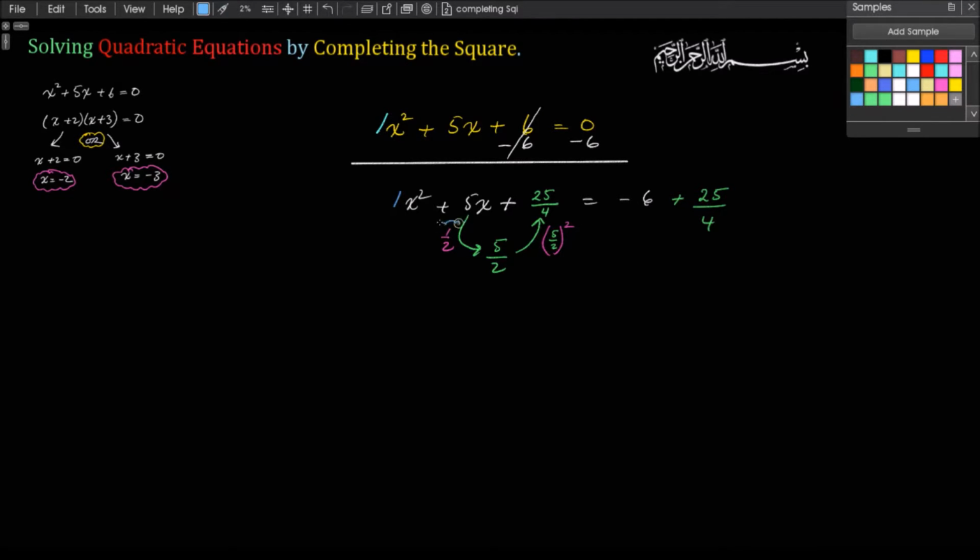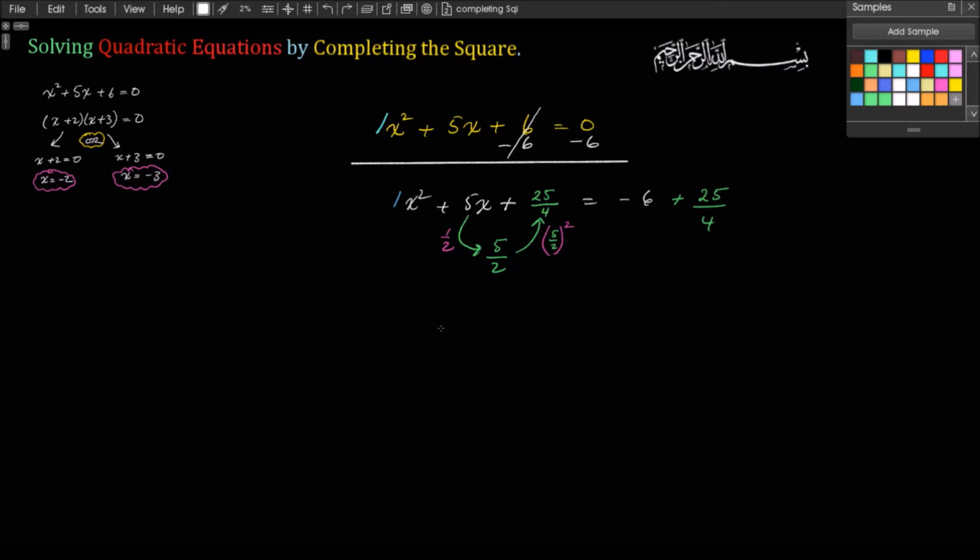Now, all of this is kind of like our scratch work. It's like thinking-through work so that we don't make any mistakes. What we're really doing is this. X squared plus 5x is equal to negative 6. We're just adding 25 over 4 over here and adding 25 over 4 over here.